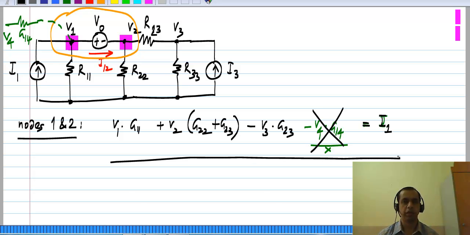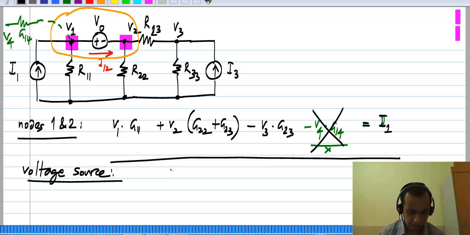So this equation, which combines the equations for nodes 1 and 2, can also be written down by inspection. What you have to do is make a supernode that combines the nodes between which the voltage source is connected, and on the left hand side you write all the currents leaving the supernode through resistors. On the right hand side you have all of the independent sources injecting currents into the supernode. Of course, you always use appropriate polarities. So that's how you can write this by inspection. And of course, the voltage source equation can be easily written down by inspection. So V1 minus V2 equals V0.